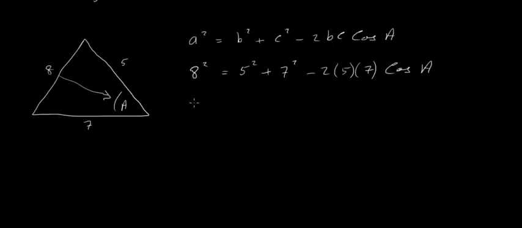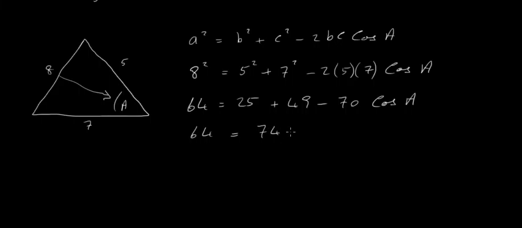So let's see, 8 squared is 64, 5 5's are 25, 7 7's are 49, and here we've got 5 7's, 35, 2 35's, 70, and then we've got cos of A here. Okay, so let's just continue on then. We've got 64 is equal to 49 plus 25, that's 74, minus 70 cosine A. Let's take this 74, bring it over here, or subtract 74 from both sides.